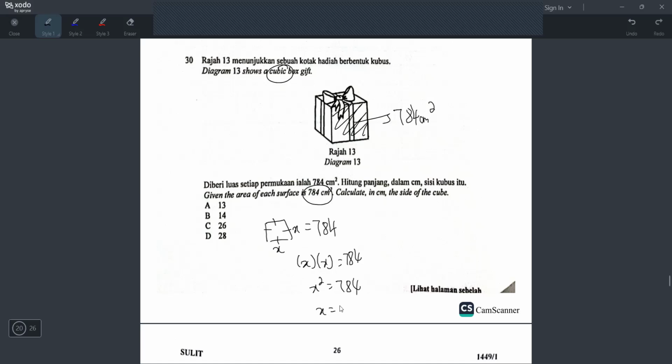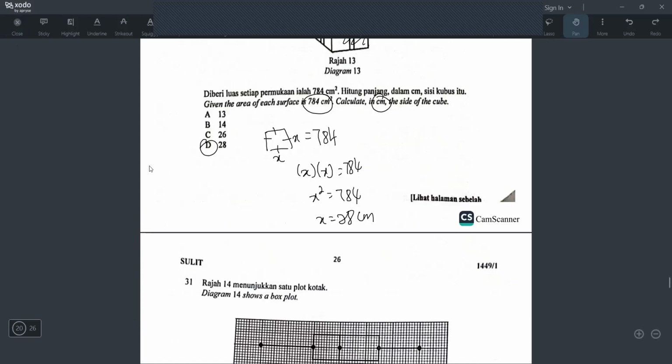So this is 28. And what's the unit? Since 784 is in cm square, when you square root it, you will get cm. And they also ask to find cm. So D is the answer. Okay, I think this one, nothing much lah. Very simple. So yeah, nothing to explain.